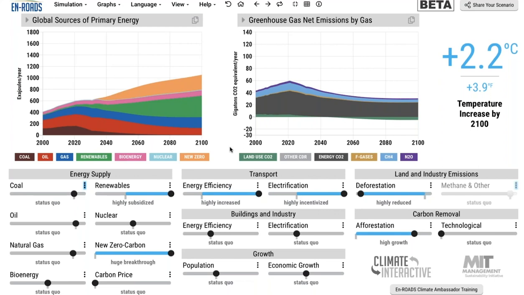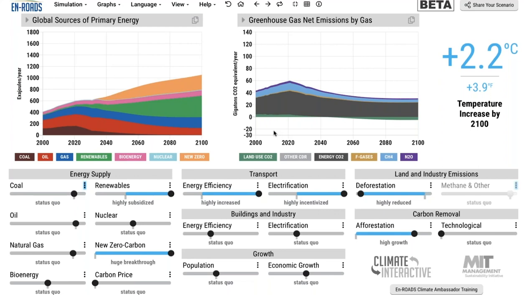Yeah, so En-ROADS is global. It covers global sources of primary energy, and as a result, it doesn't show those regional differences. The way we use it at local, regional, and national levels, of course, is that policymakers, government officials, you and me and all of us here, we don't have access to these sliders from the global scale. Action happens at smaller levels and then it builds.